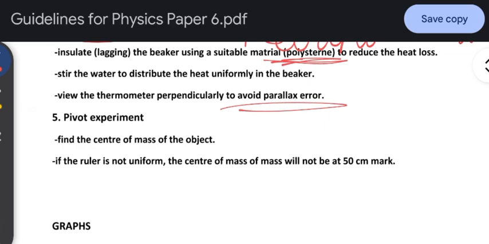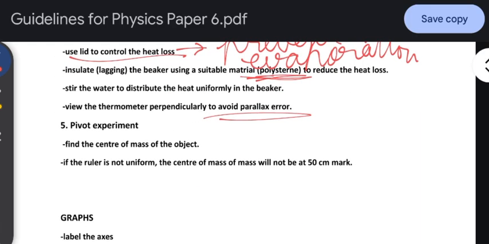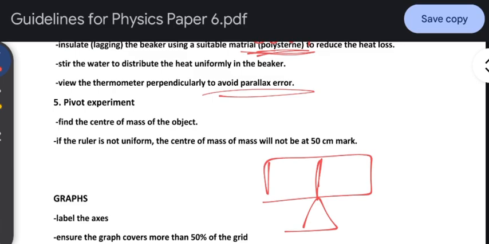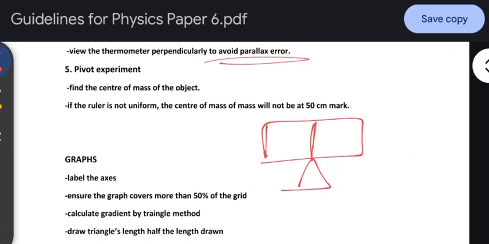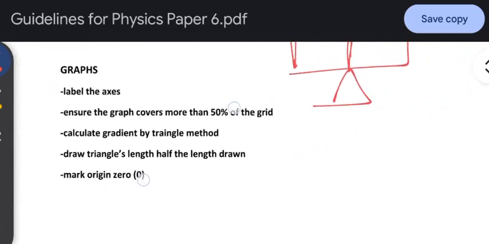Now pivot experiment. Find the center of mass of the object if the rule is not uniform. The pivot experiment, right? That's one. So you find the center of mass of this object. If the rule is not uniform, the center of mass will not be at 50 centimeters. So this way you can understand whether the rule is uniform or not. Now for the graph, always make sure your axes are labeled.